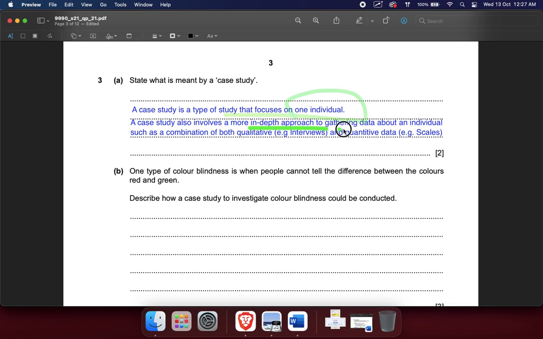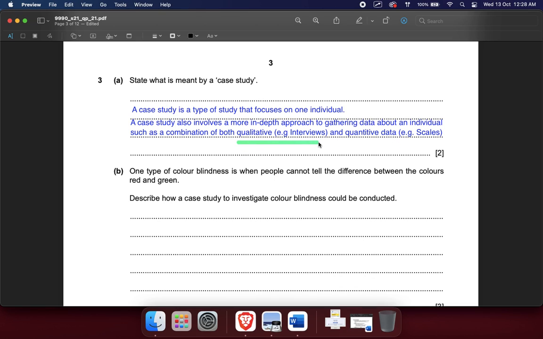The second mark is it goes into much more depth compared to other studies, right? Experimental studies are usually just quantitative, right? Questionnaires, quantitative, but a case study is very much in-depth, very detailed, a lot of different sources of data, qualitative and quantitative. As we saw, for example, in Savidra and Silverman's study, there were scales that were used, right, to measure the boy's anxiety.